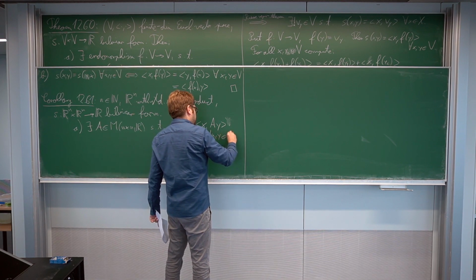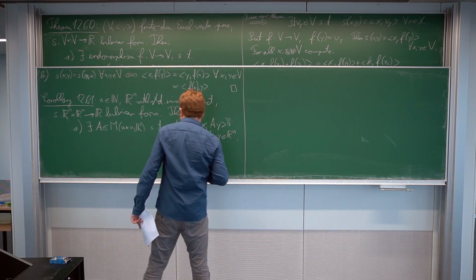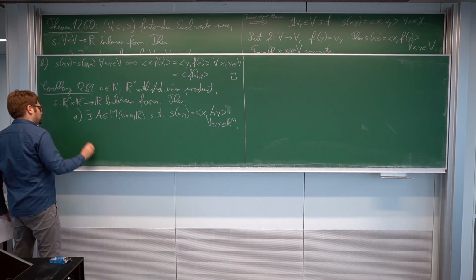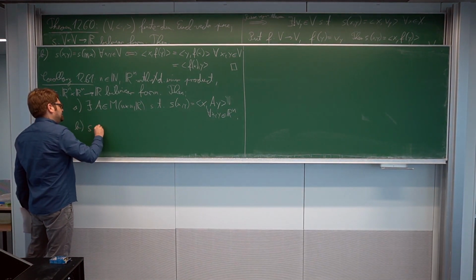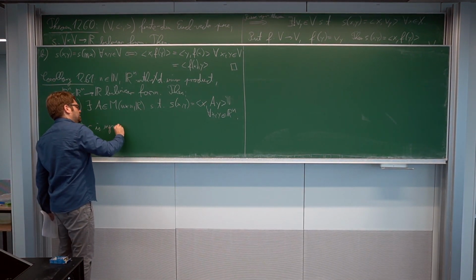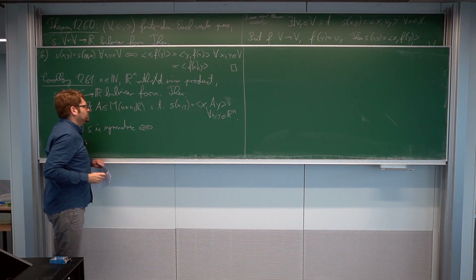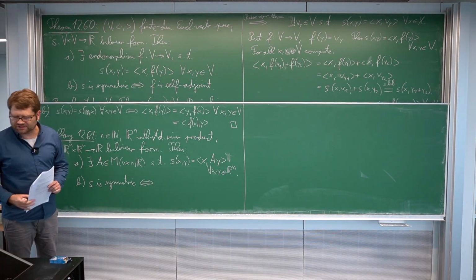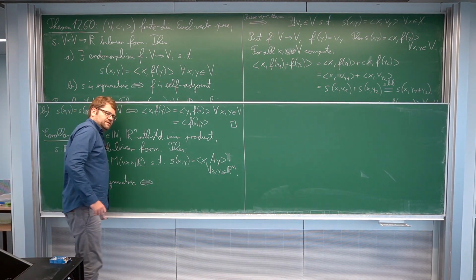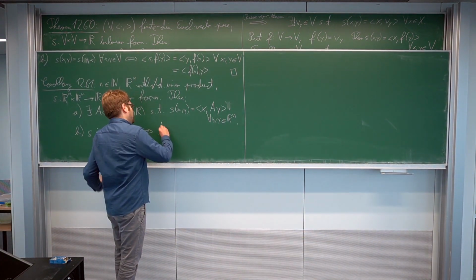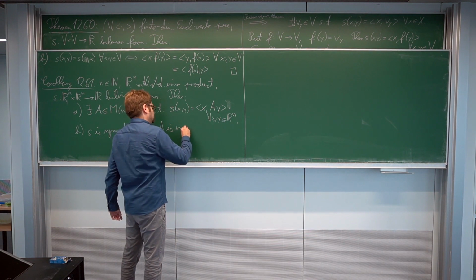Okay, and part B: S is a symmetric bilinear form if and only if the endomorphism induced by this matrix here is self-adjoint, but we have seen that this is precisely the case if and only if the matrix is symmetric.